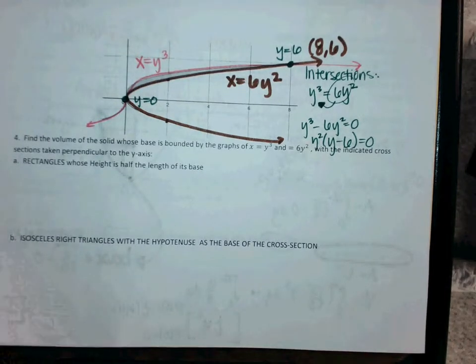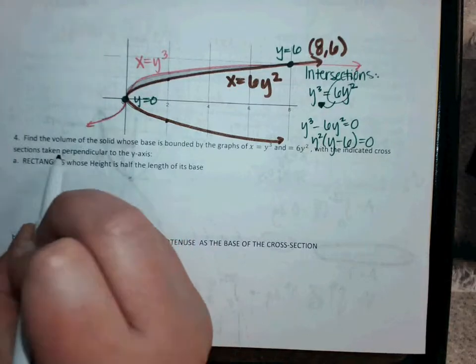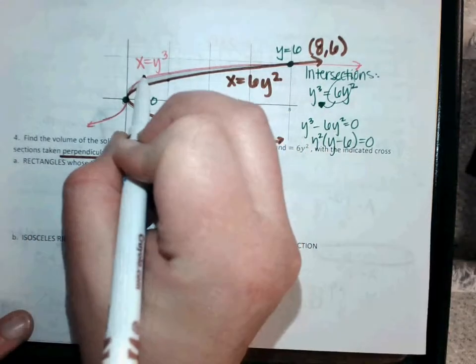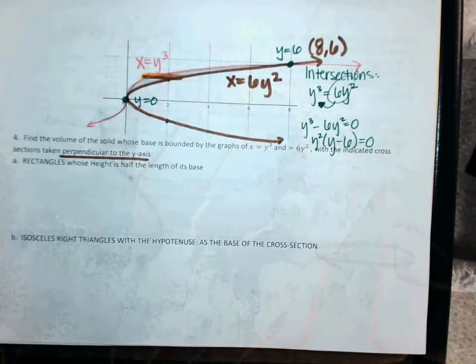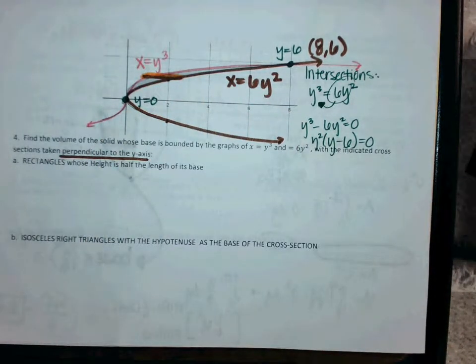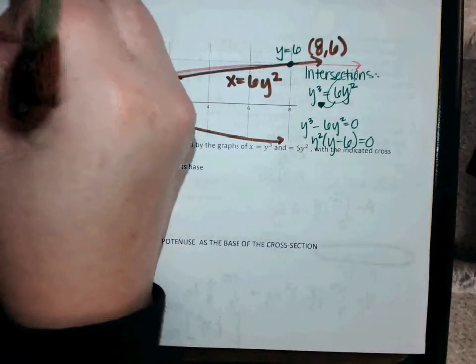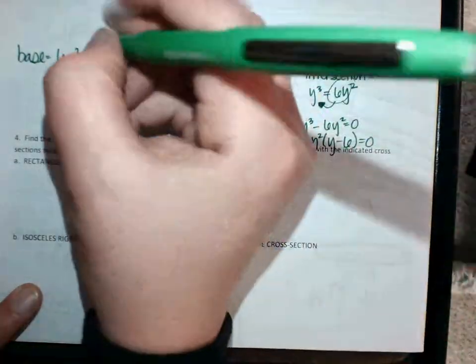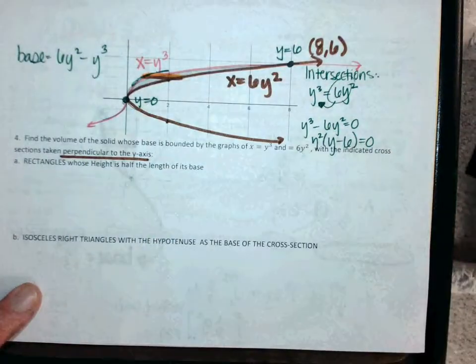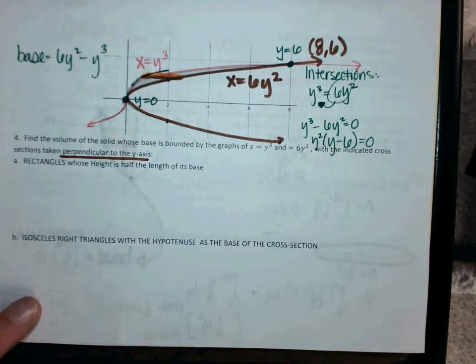Okay, so my base is going to be perpendicular to the y-axis, which is this way. And so when I draw my base in, I notice that it's running sideways. That means it's a right minus left. So look at the base that you drew. What is on the right side of that line? Okay, base equals 6y squared minus, and then what's on the left side of the line? y cubed. That's how the cross section runs.